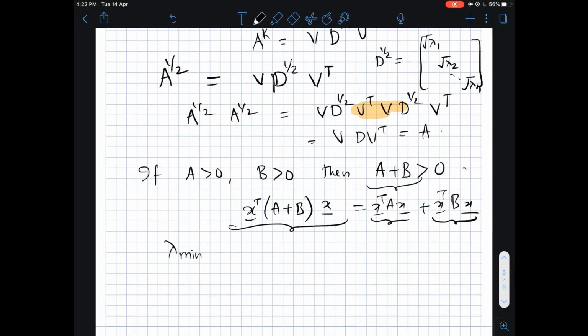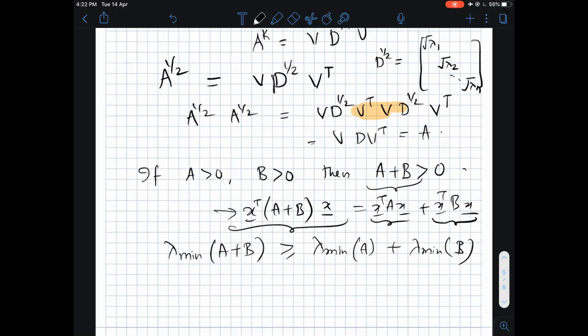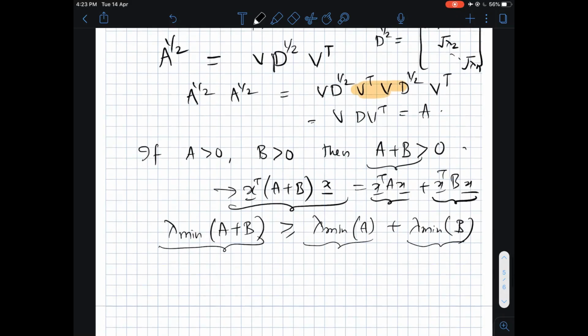You can also prove this from one of the results we discussed in the last class: lambda min (A plus B) is greater than or equal to lambda min A plus lambda min B. If you remember, we had this. Again, this comes from the Rayleigh quotient theorem. From here you see that lambda min A is positive and lambda min B is positive, because A and B are both positive definite. So lambda min (A plus B) is also positive, and hence A plus B is positive definite. That's another way you can see this.